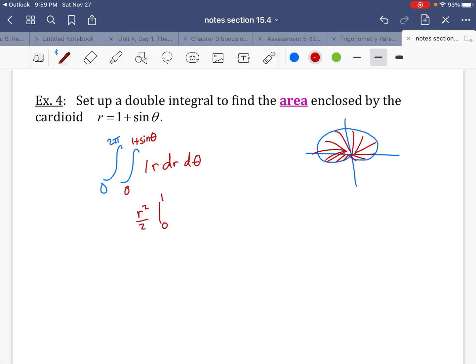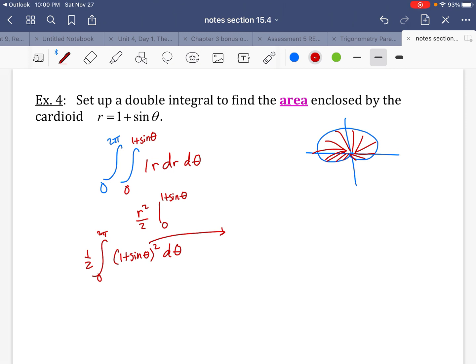And I have to do this from 0 to 1 plus sine theta. I'm going to pull out a 1/2 and leave that 1/2 there. When I plug 1 plus sine theta in for r squared, I have 1 plus sine theta, and I have a square right there. Minus, when I plug in 0, I get nothing. We still have d theta, and we have 0 to 2 pi. So I've got to square this out.